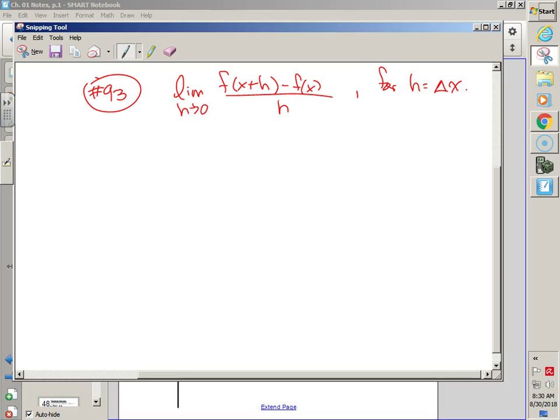Do something like that. So the function in number 93 that they told us to do the difference quotient to, aka find the derivative the long way, was f of x equals, it's a nice one, 3x minus 2. Ironically, guess what we're doing in pre-cal right now? The difference quotient. They have no idea what a limit is, no idea what a derivative is, but they're just practicing function notation.